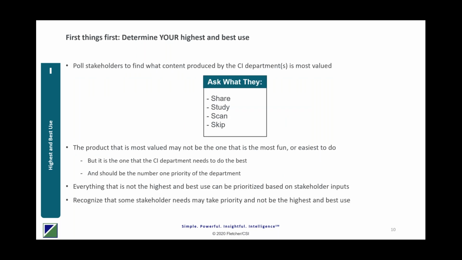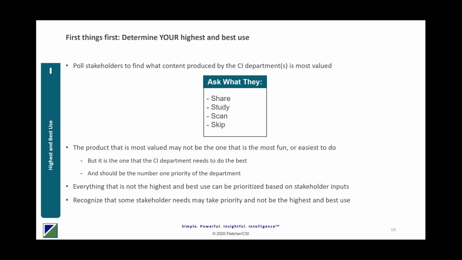Ideally, as we go through this process and you identify the highest and best use for your organization, you will understand that that's what you need to put most of your time and effort into, supporting that particular function. How do we do that? Find the stakeholders, ask them about competitive intelligence, and find out what information do they get that they share around the organization because it's important and they want people to know about it.